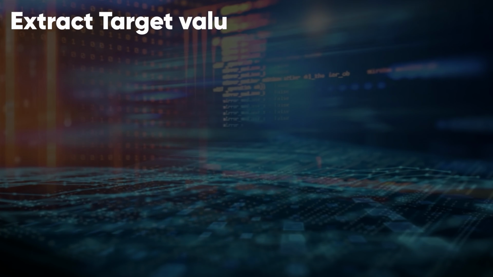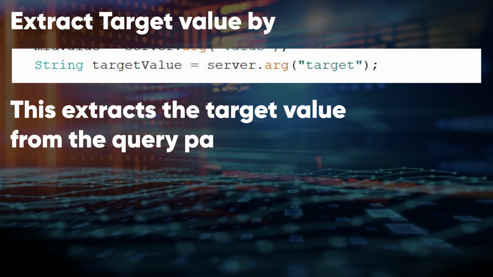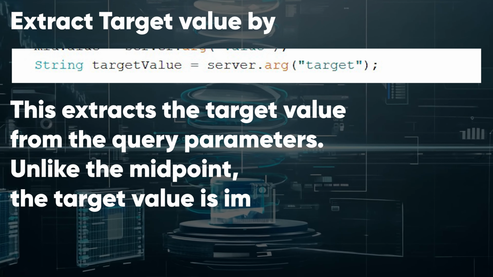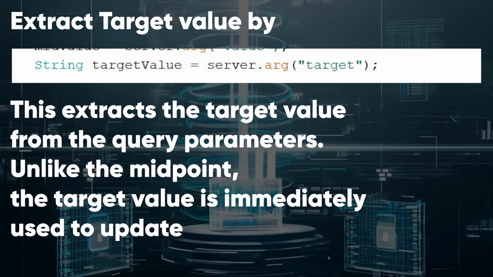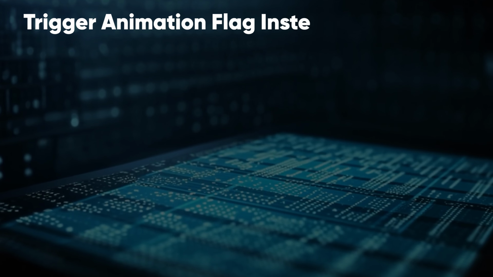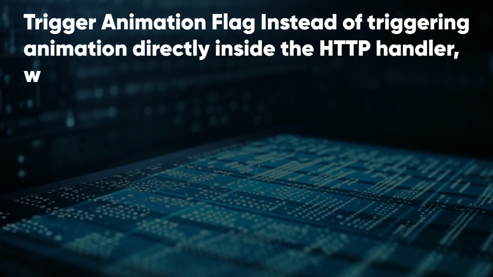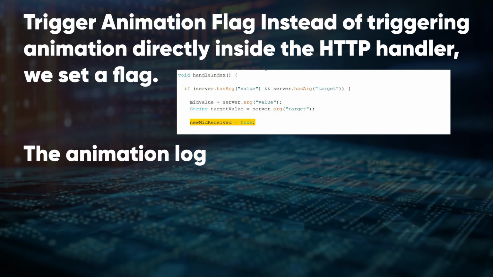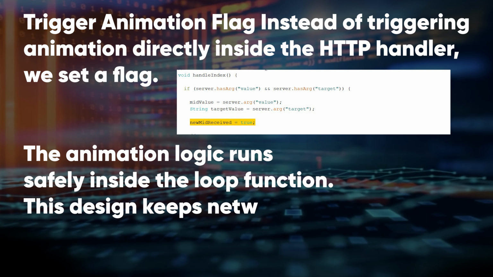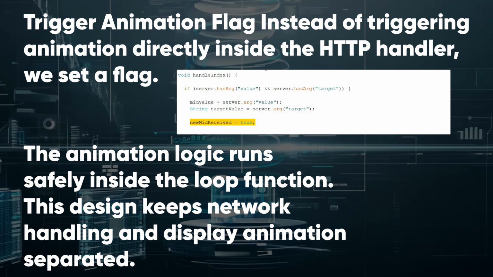Extract the target value: String targetValue equals server.arg("target"). This extracts the target value from the query parameters. Unlike the midpoint, the target value is immediately used to update the OLED display. Trigger the animation flag. Instead of triggering animation directly inside the HTTP handler, we set a flag, newMidReceived equals true. The animation logic runs safely inside the loop function. This design keeps network handling and display animation separated.